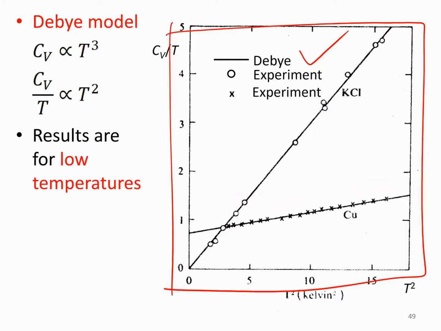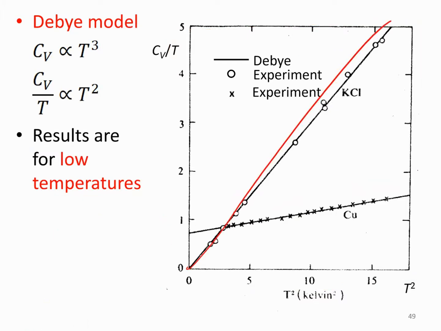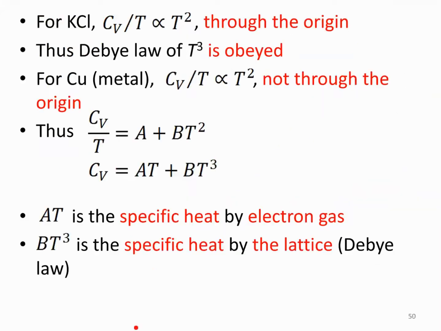Okay, so this result is for low temperature. For high temperature it doesn't matter, it will just go with 3 N kB. But here we have two lines, right? One crosses the zero, one doesn't cross the zero. Copper doesn't cross the zero, and KCl crosses the zero. I will explain this in the next slide.